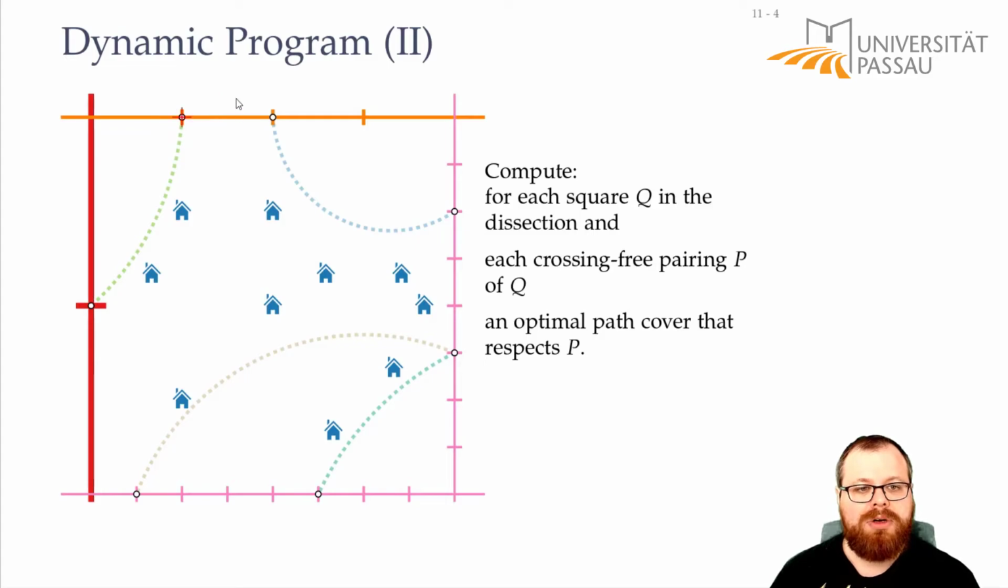So we know which portals are visited and in which order. So we know exactly there is one path that starts here and ends here, one that starts here and ends here. We have our crossing free pairing given. And for this we want to find the optimal path cover. How does that work? And for that we have to use the recursion. We have to further dissect it into smaller ones. And we assume that for all the smaller squares, we already found the optimal solution for every crossing free pairing we have there.